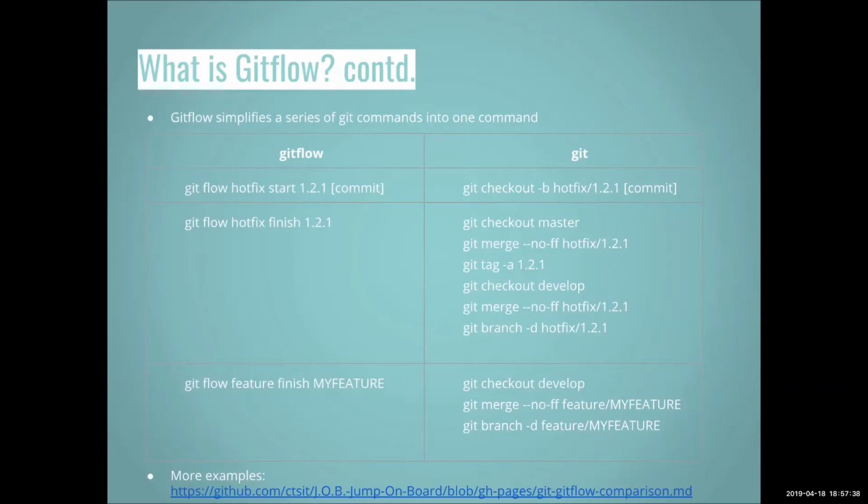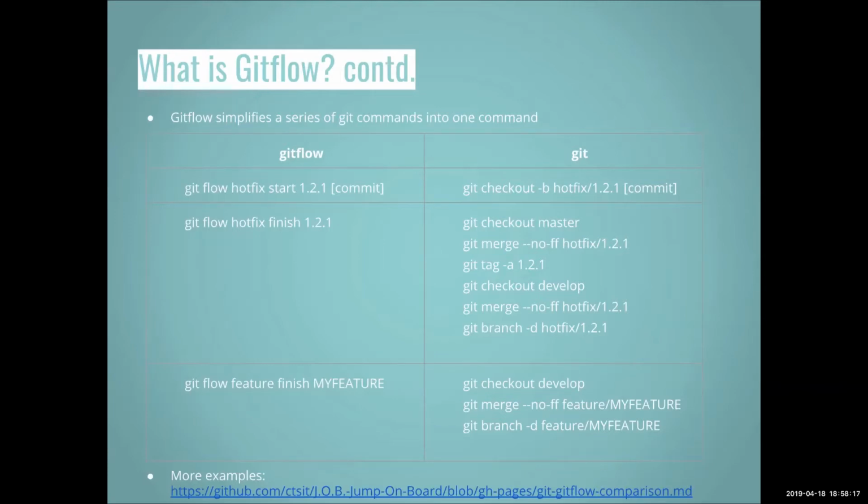The same command in Git land is still a one-liner. It's a little bit longer. It's git checkout -b hotfix/1.2.1, and then a commit message. The next command is a better example of how it condenses or simplifies the commands you're typing. When you're done with your hotfix, you would type in a command something like git flow hotfix finish 1.2.1. Well, to accomplish that same action in Git land, you have 6 commands that you have to type to do this. So it's saving you time, saving you steps.